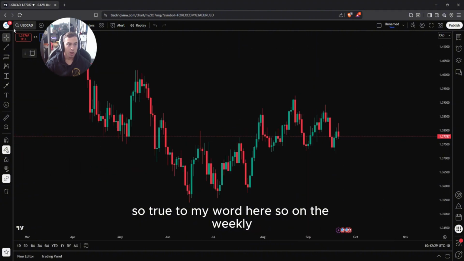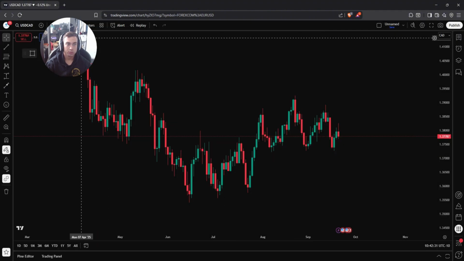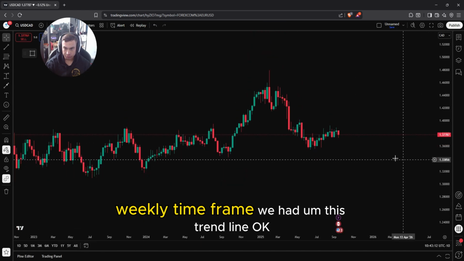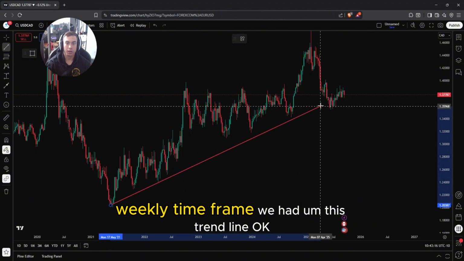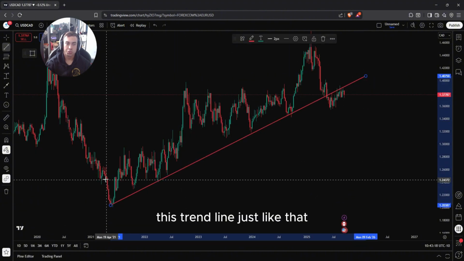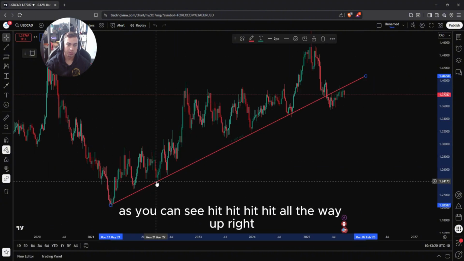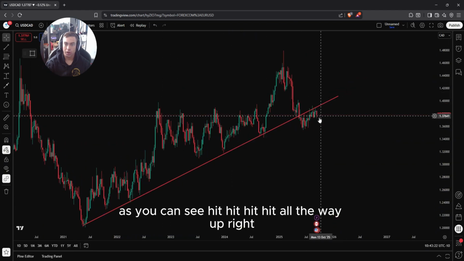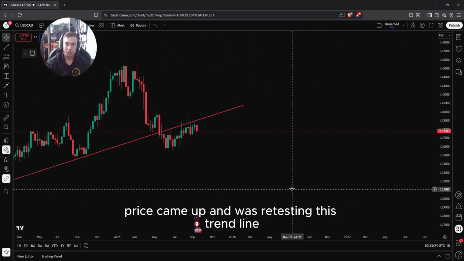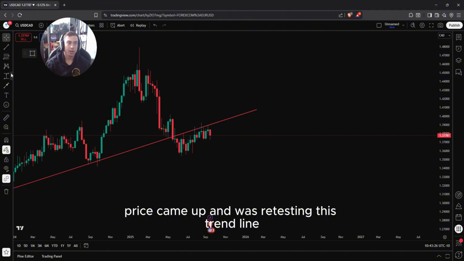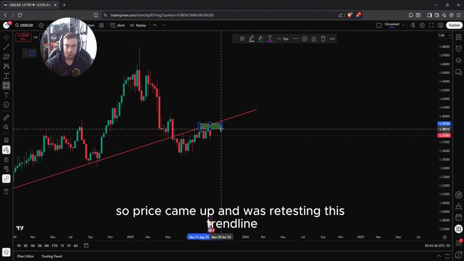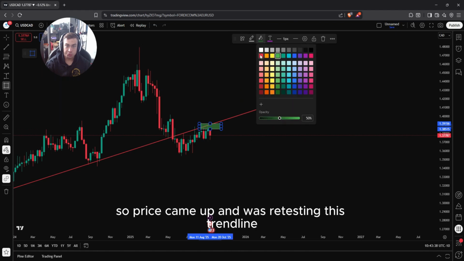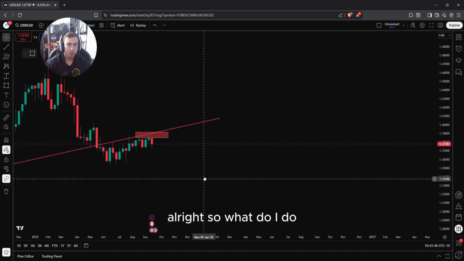On the weekly time frame, we had this trend line. This trend line, just like that, as we can see, hit all the way up, right? Price came up and was retesting this trend line. All right, so what do I do?